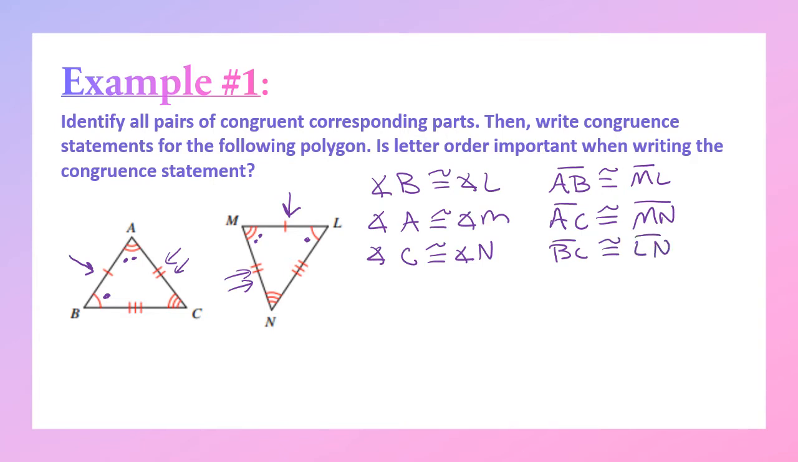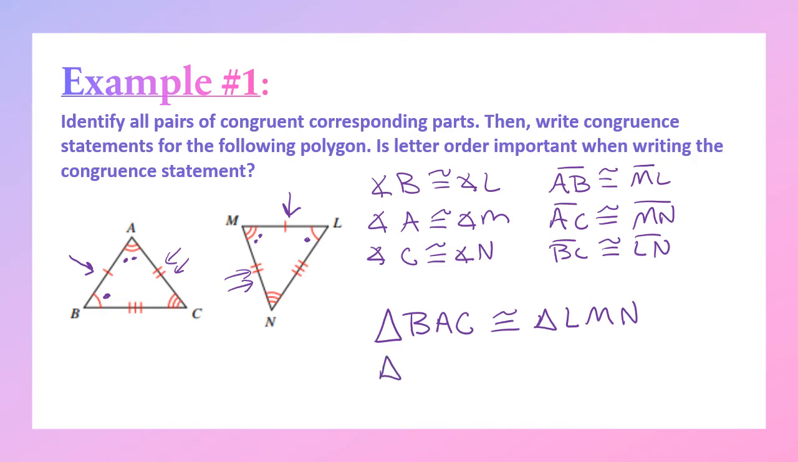Now, how do I write my congruent statement? I will always go from my 1 hash to my 2 hash to my 3 hash side. So here, angle B has 1 hash, angle A had 2 hashes, and angle C had 3 hashes. Then I go to my second triangle and I do the same thing. I always go in the same order. It keeps me from messing up and it keeps it very consistent. So angle L had 1 hash, angle M had 2 hashes, and angle N had 3 hashes.